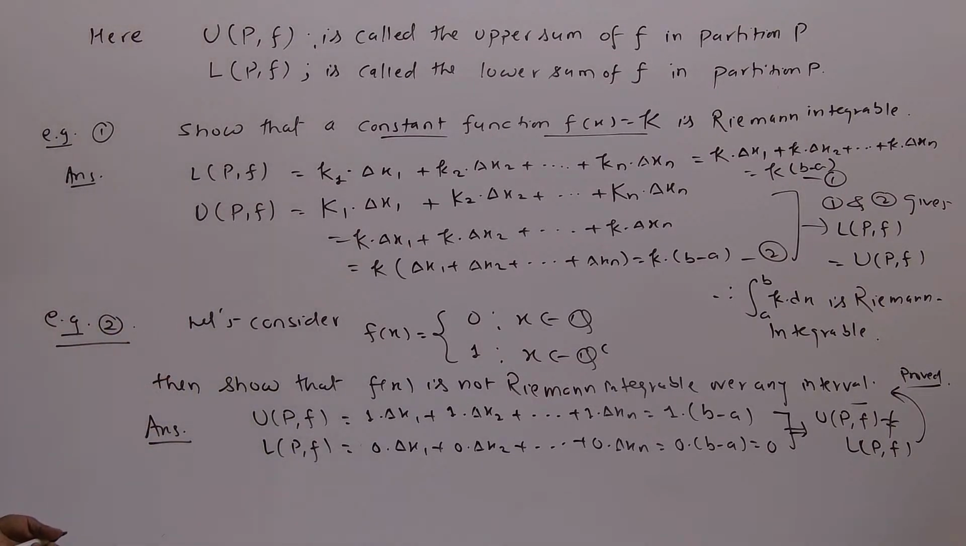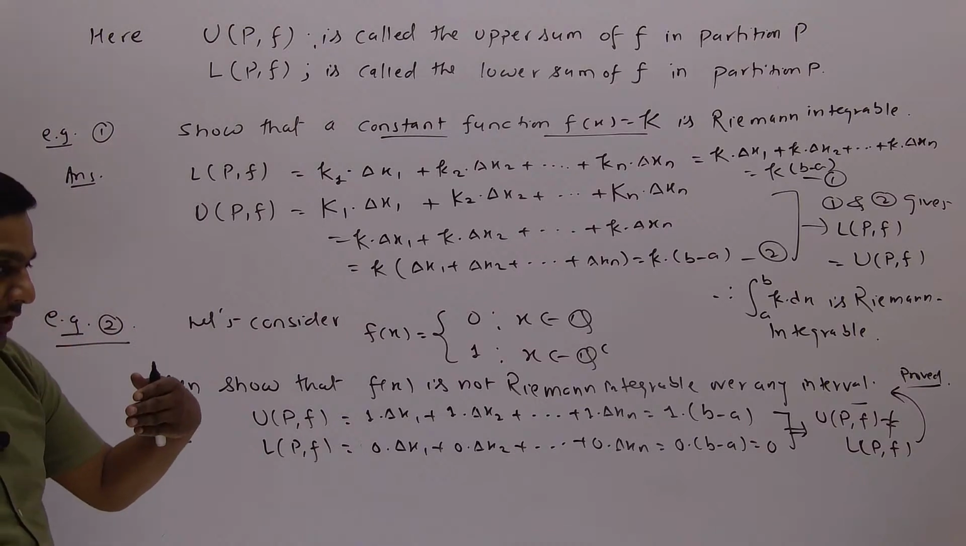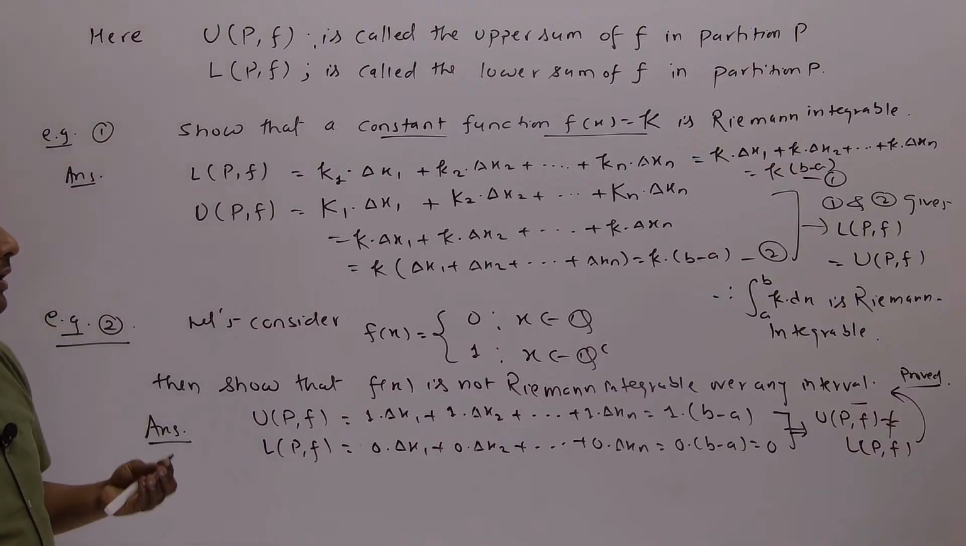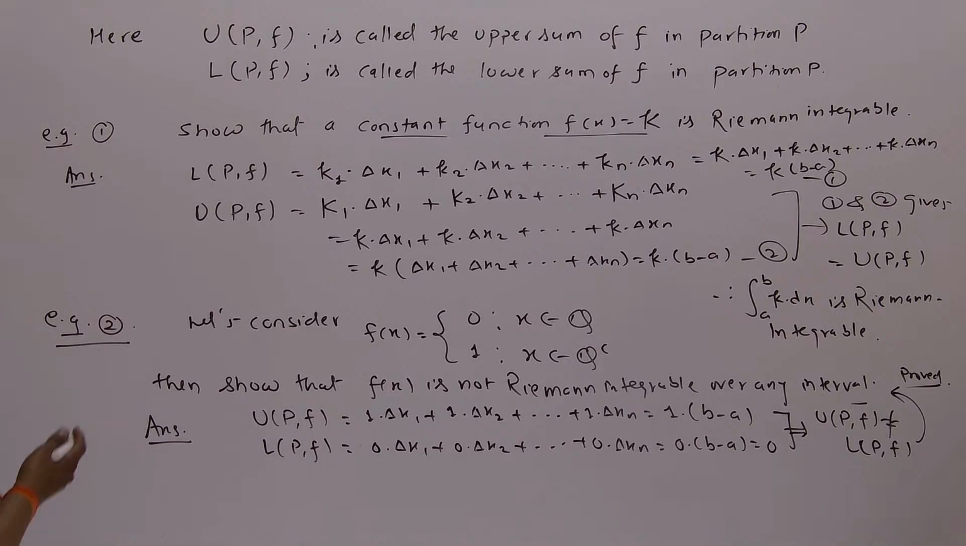Check it out, please. These are the two examples which can give you some more clarity over the things we have been discussing here: what is a partition, what is the lower bound, what is the upper bound, and so on. Please note it down.